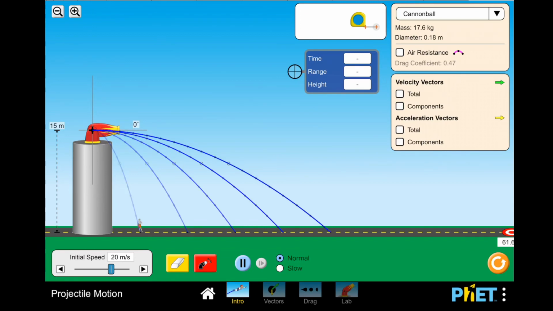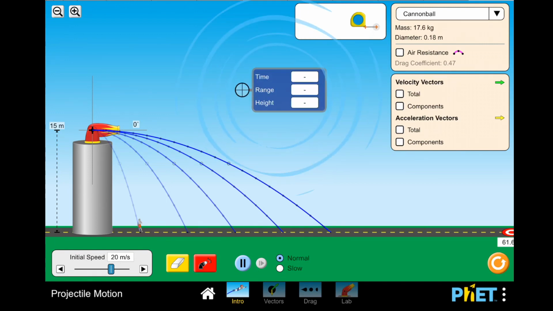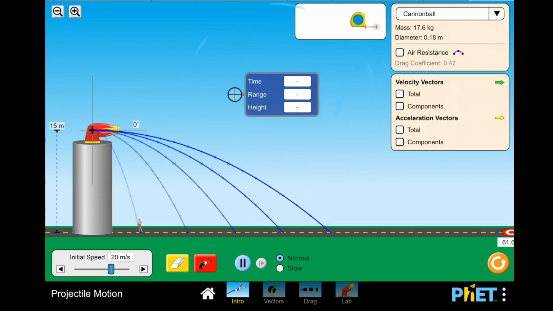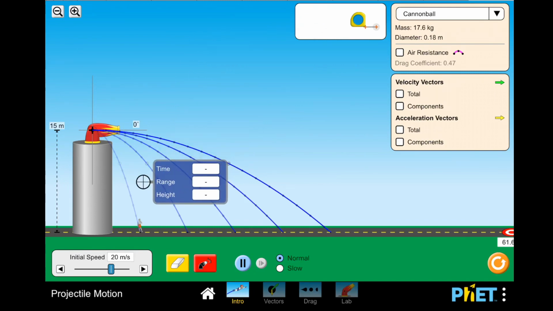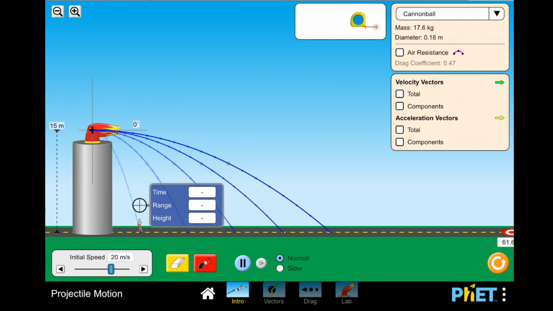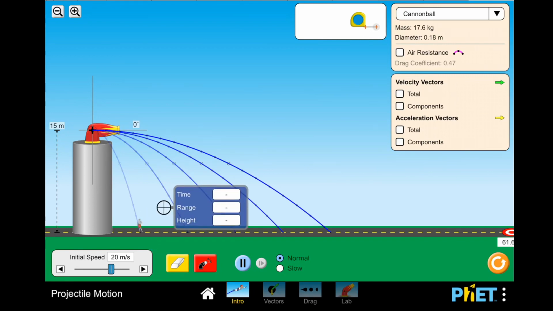And now, once again, using this built-in tool, we will be able to see the time it takes for the projectile to reach the ground and the horizontal displacement, or the range. Let's check out this information for our first projectile, the one released with a horizontal velocity of 4 meters per second. From the built-in tool, you can see that the time it takes for the object to reach the ground is 1.75 seconds and the range is 6.99 meters.